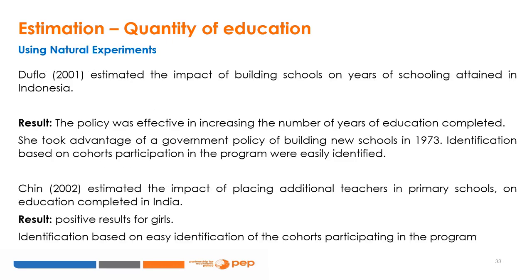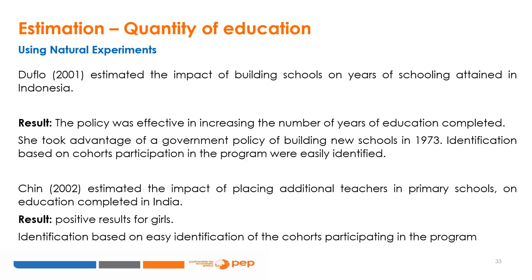We now look at studies analyzing the determinants of completed years of schooling using natural experiments. Duflo, 2001, estimated the impact of building schools on years of schooling attained in Indonesia. She took advantage of a government policy of building new schools in 1973 and concluded that the policy was effective in increasing the number of years of education completed. The identification was based on the fact that cohorts participating in the program were easily identified. In this case, individuals 12 years old or older did not participate in the program when the program started.